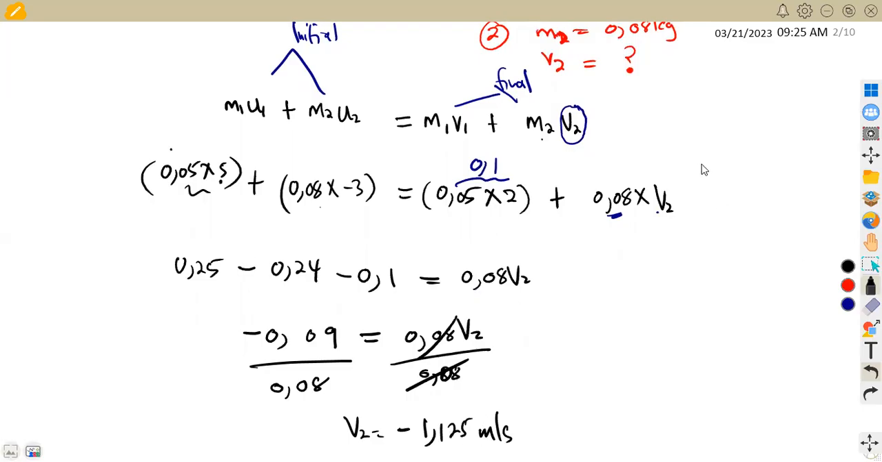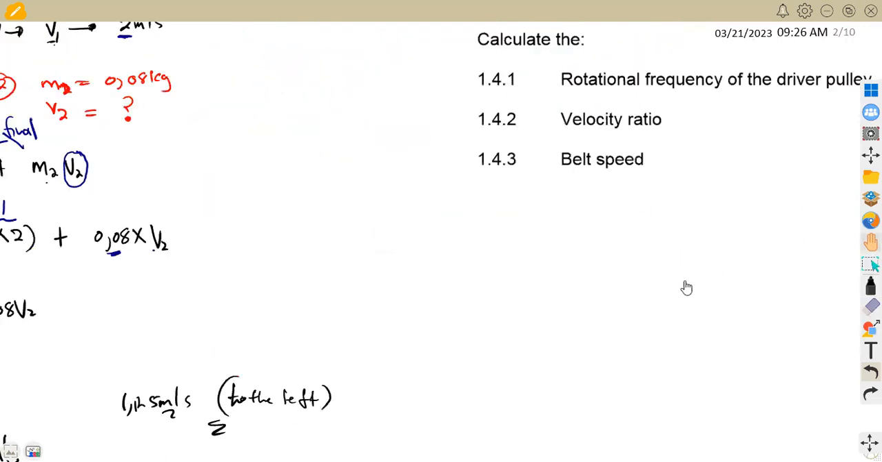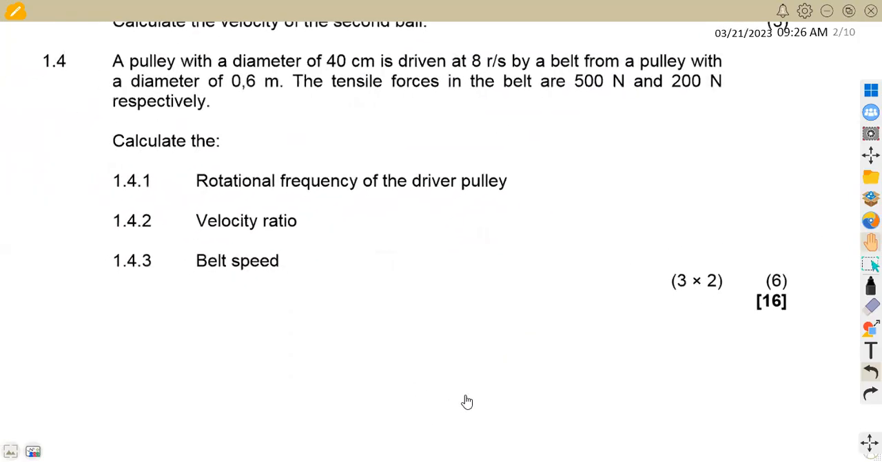So what does it mean? The velocity is 1.25 meters per second in the opposite direction. If the first ball was moving to the right, the second ball is moving to the left. Since the first ball has a positive, this is in the opposite direction, a negative. It's simply an application of formulas, as you can see. That's how you can apply your formulas to attempt these typical questions.